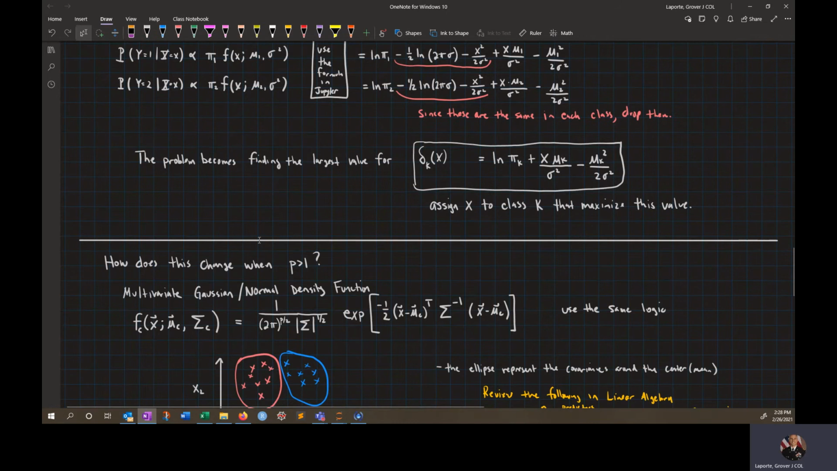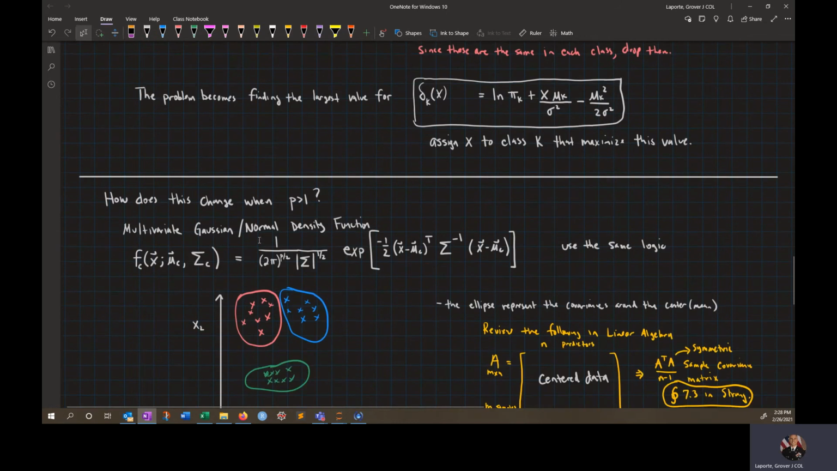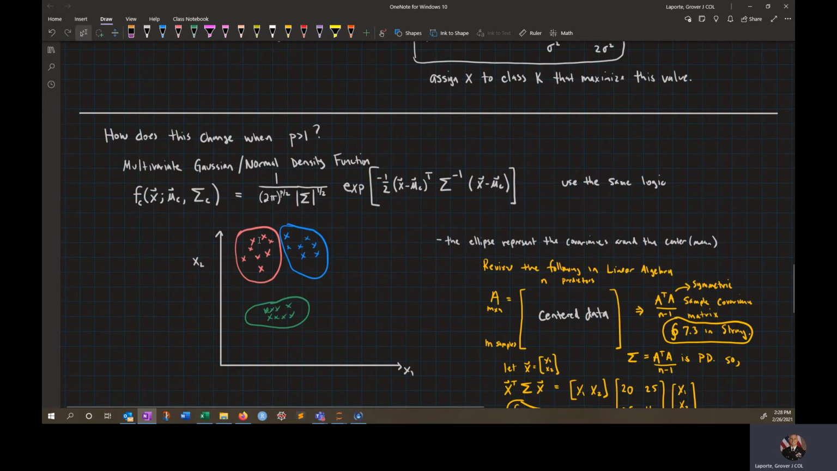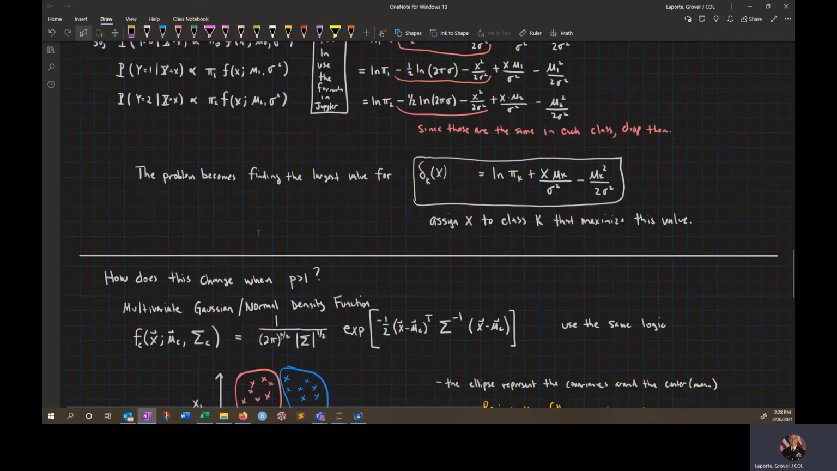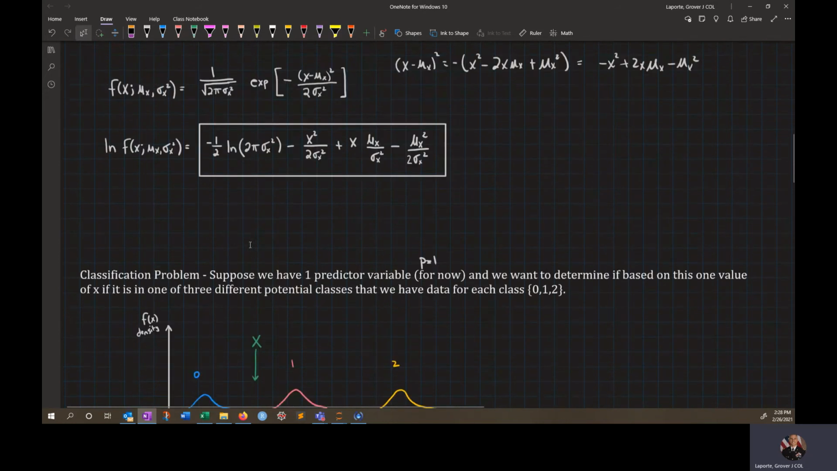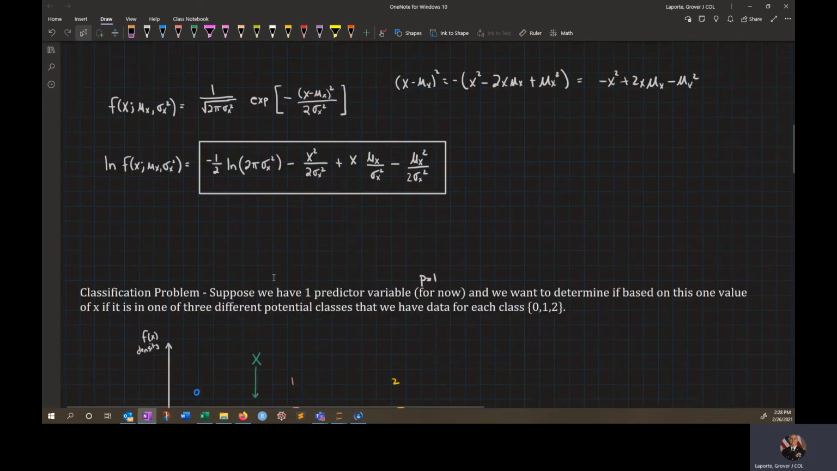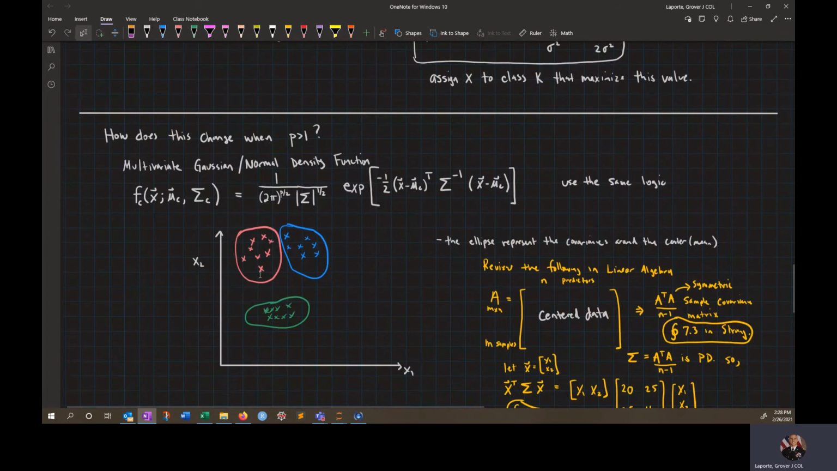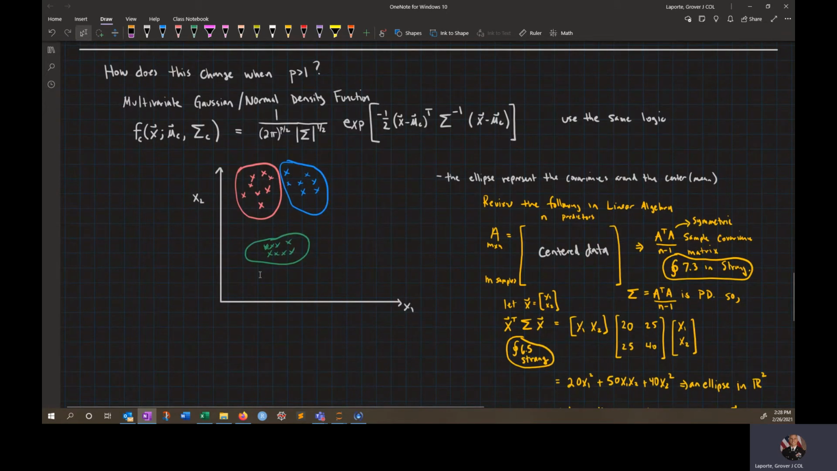Okay. The next thing is, we're going to stay with LDA, linear discriminant analysis, and now we're going to increase p. In other words, that was all for p equals 1. What did that allow us to do? It allowed us to use this single variable normal density function. I don't want to do that anymore. I'm going to let p be greater than 1.